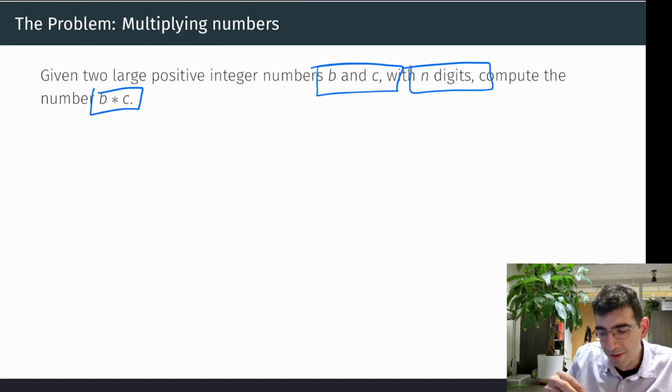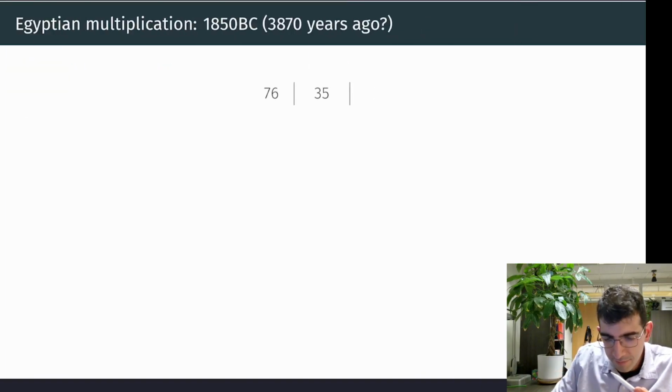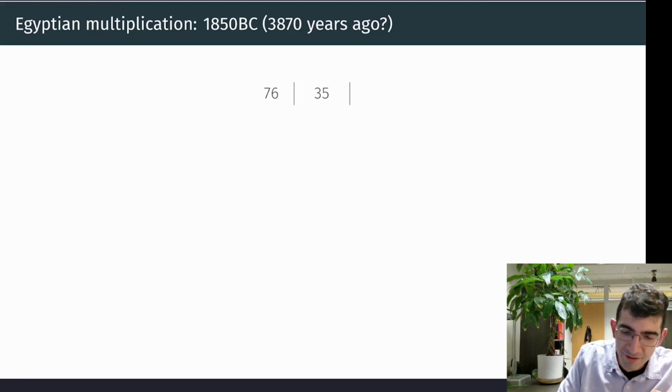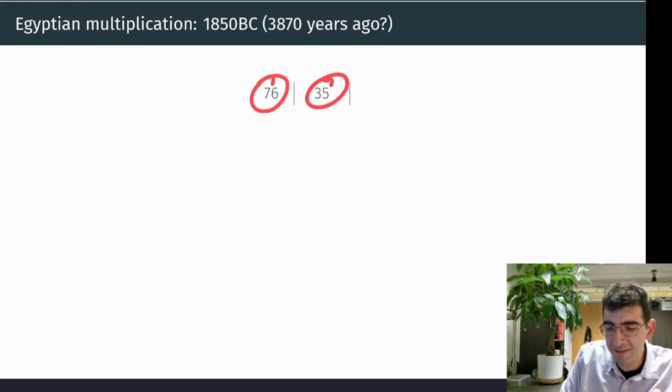Okay, so what do we do? How do we compute this number? Well, we have an example from 4,000 years ago with the ancient Egyptians on how they multiplied two large numbers together. And in their case, the large numbers they wanted to multiply are 76 times 35.